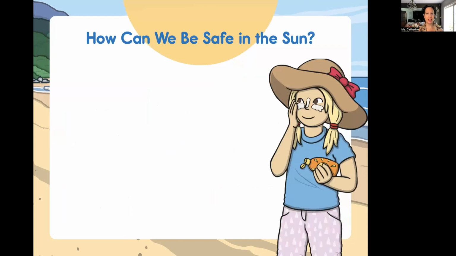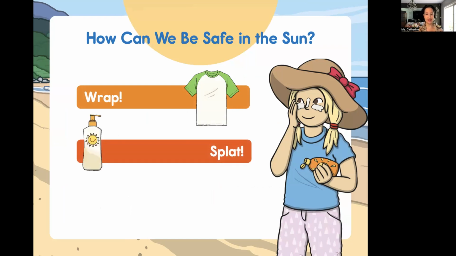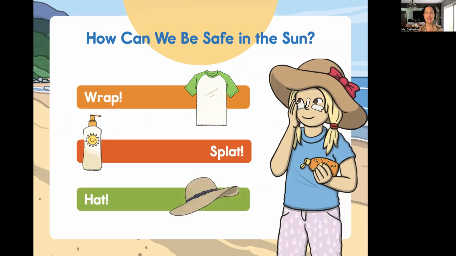Now, how can we be safe in the sun even more? Wrap, splat, and hat. Now, this is a fun way to remember. If you are parents and you want to help your children remember how to be safe in the sun, or if you are a child yourself and you want to be safe in the sun, we can remember 3 things that are fun to remember: wrap, splat, and hat. So we wrap ourselves with a t-shirt or a dress or anything that covers our body.